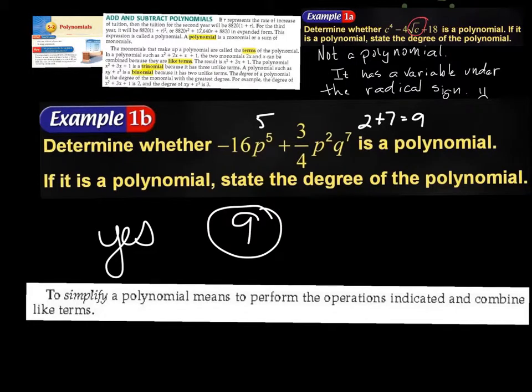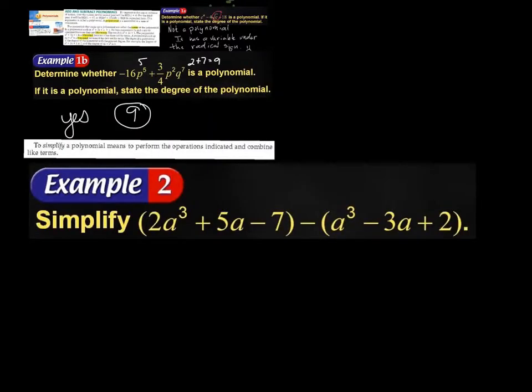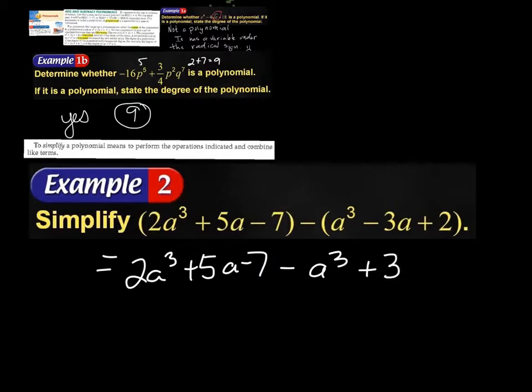To simplify a polynomial means to perform the operations indicated and combine like terms. We have 2a cubed plus 5a minus 7 minus (a cubed minus 3a plus 2). We could start off by distributing that negative. The first set of parentheses is not doing anything, so we don't even need them. Minus a cubed, minus negative is plus 3a, minus 2.